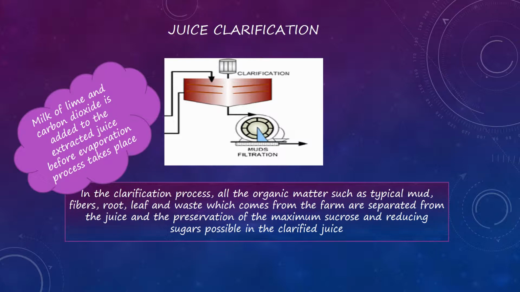Step 4 is the juice clarification process. In the clarification process, all the organic matter such as mud, fibers, roots, leaves, and waste which comes from the farm are separated from the juice. Also, milk of lime and carbon dioxide is added to the extracted juice before the evaporation process can take place.